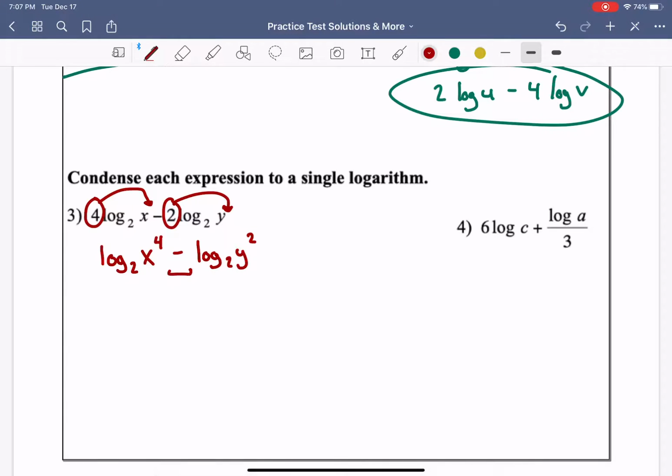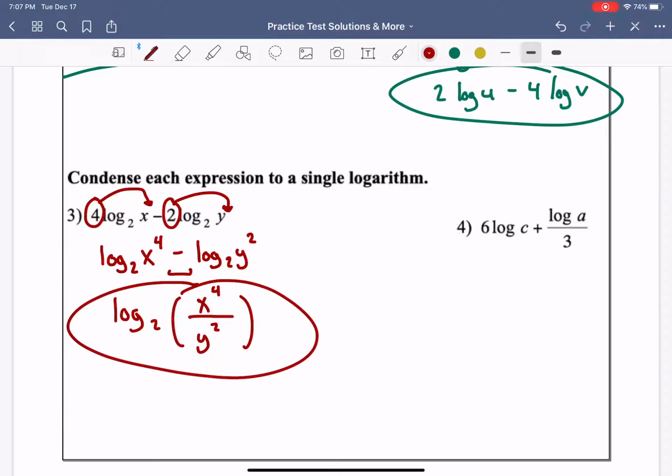Now we have this subtraction to deal with. And if we just saw above, if we had division inside the log, it turns into subtracting 2 logs from each other. So we have log base 2, and then in parentheses, we will have a fraction. This first one goes on top, the second one goes on the bottom. So that is our answer right there.